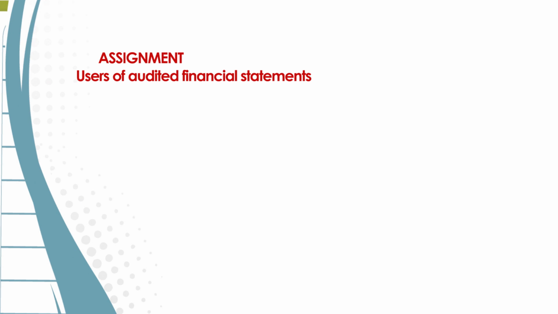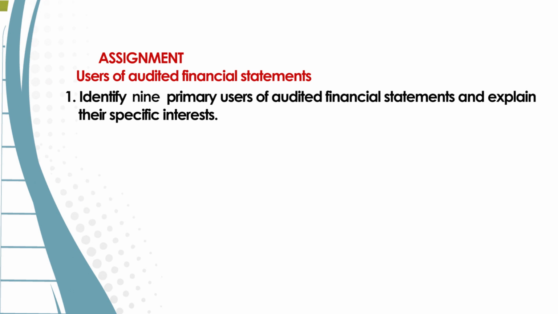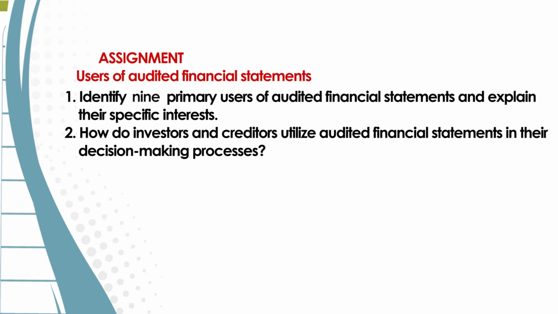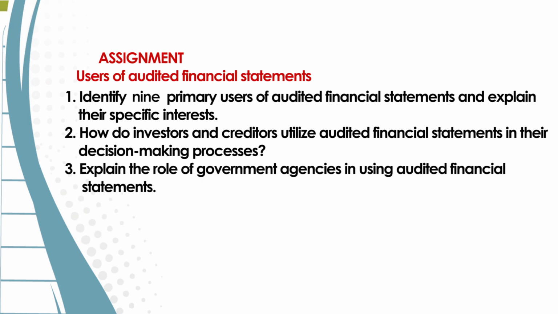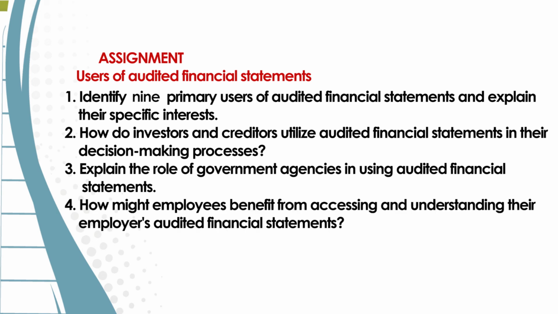Assignment. 1. Identify 9 primary users of audited financial statements and explain their specific interests. 2. How do investors and creditors utilize audited financial statements in their decision-making processes? 3. Explain the role of government agencies in using audited financial statements. 4. How might employees benefit from assessing and understanding their employer's audited financial statements?